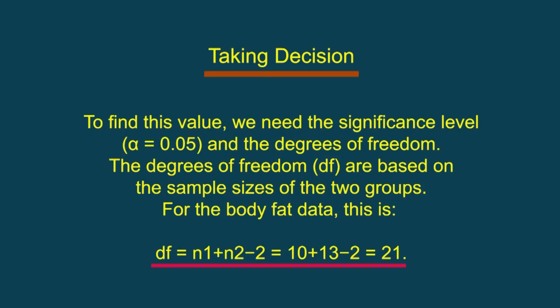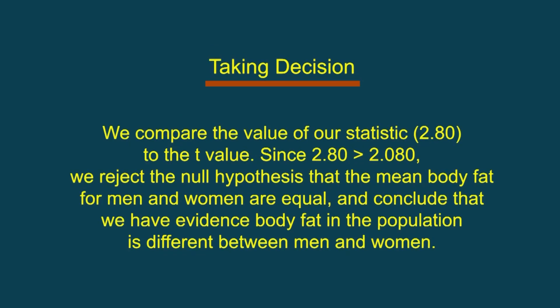It is n1 plus n2 minus 2. So that is 10 plus 13 minus 2, which comes out as 21. We compare the value of our test statistic, which is 2.80, to the t-value. The t-value is 2.08.